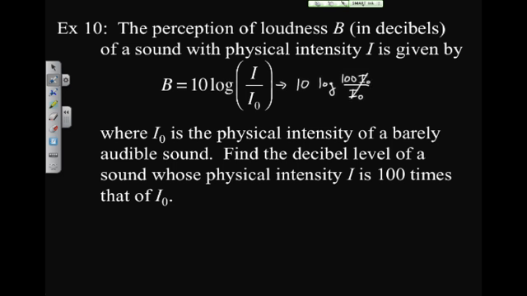These I sub 0s cancel out. So now we have 10 log of 100. And remember, this means log base 10. So the question, again, is 10 to what power equals 100? And hopefully we know that that is 2. So our answer is that the decibel level of a sound whose intensity is 100 times greater than I sub 0 is 20.